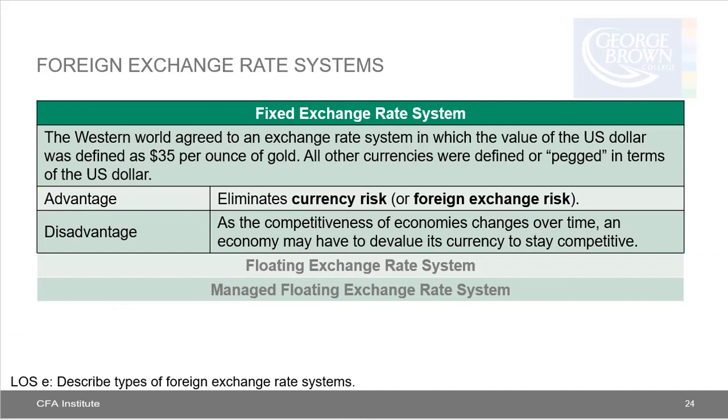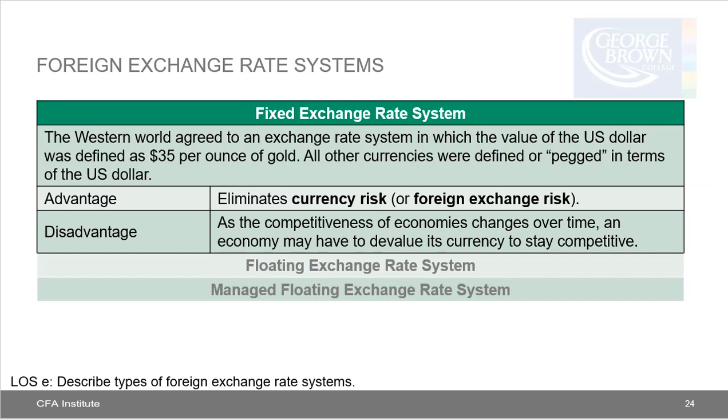Now we're moving on to Learning Outcome Statement E, which is describe types of foreign exchange rate systems. In this Learning Outcome Statement, we're going to learn about fixed exchange rate systems, floating exchange rate systems, and managed floating exchange rate systems, okay? So starting with the fixed exchange rate system, international trade requires payments which involve an exchange of currencies and are thus affected by foreign exchange rates and foreign exchange rate systems.